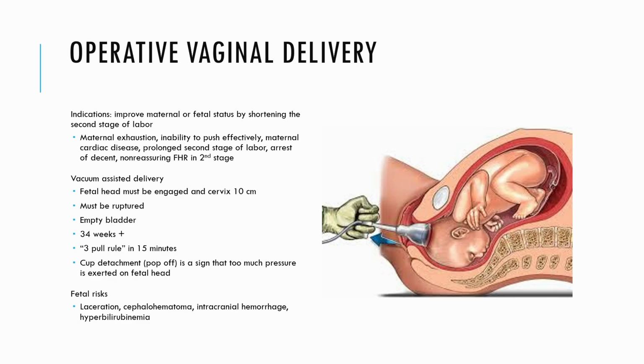We have a rule called the three-pull rule, meaning that the provider is only able to use the vacuum and pull 3 times with it within 15 minutes. If that is not successful, the nurse needs to notify the provider, hey, we've met our limit, our cutoff here. You should not do it again. And then they should remove the vacuum and either let mom continue on with the vaginal delivery if she can, or go back to the OR and do a C-section.